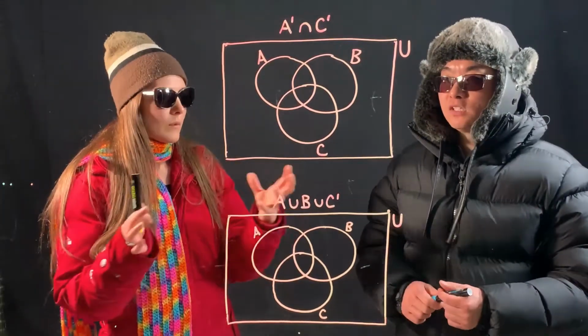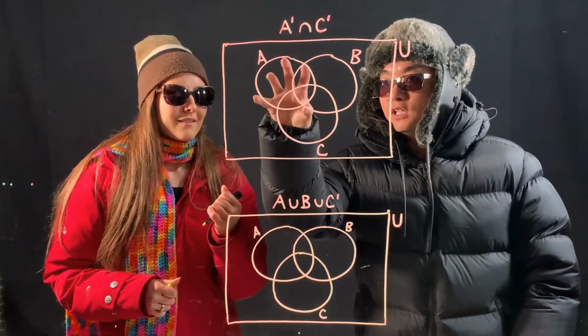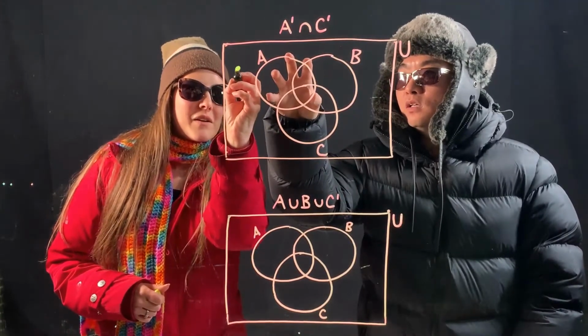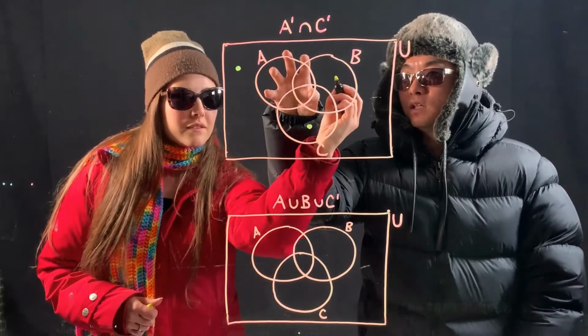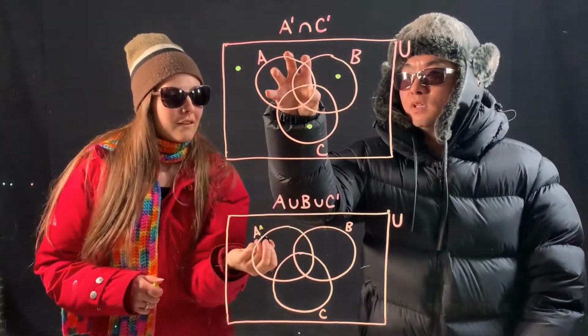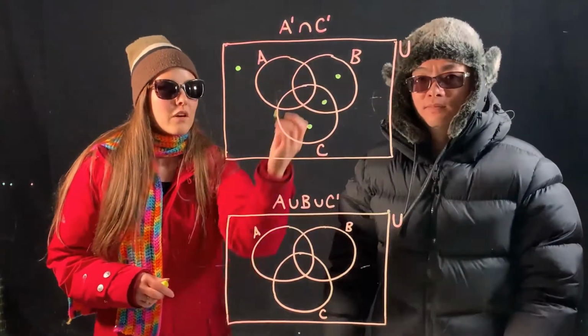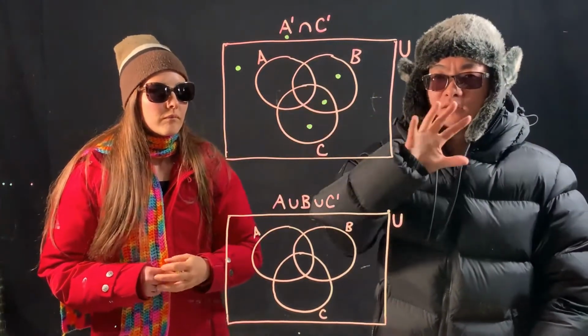Does that make sense? That makes sense. Where's A? Right there. Okay, so I'm going to put a dot outside of A. Is this outside of A? This is outside of A. And this is outside of A. Perfect. All those are outside of A. So all the regions within A, no dots, right?